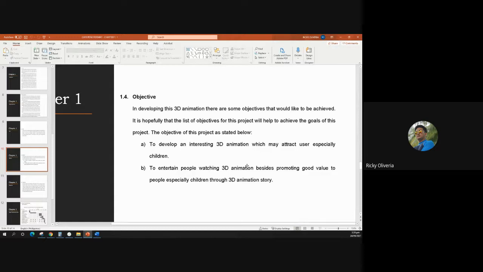So, to develop an interesting 3D animation which may attract especially children. Now, in here, pwede mong ilagay din to. Then, you determine yung age group. No? Kung ano. Kung halimbawa, yung pinoproduce nating short film, would it be intended only for women, for men, both, no? For LGBTQ, for children's 1 to 5, for children's 5 to 10, ano ba to? Yung sa mga coronavirus positive, coronavirus survivor, no? So, you specify, okay? Tapos, ito, to entertain, no? Beside promoting, yung mga ganun. Okay, so tingnan natin yung nilagay nila dito ng objective.